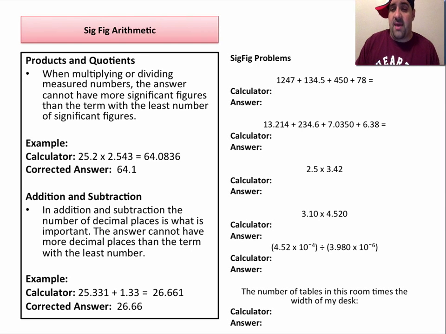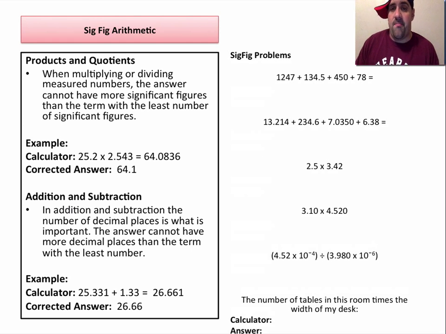So here we have some sample problems, and we'll do them step by step. The first one, if you were to put 1247 plus 134.5 plus 450 plus 78, your calculator would give you 1909.5. And this is an addition problem, and what do we have to do in addition? Well, the answer cannot have more decimal places than the term with the least number.